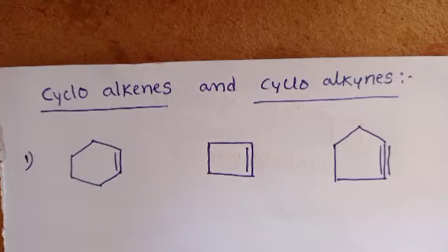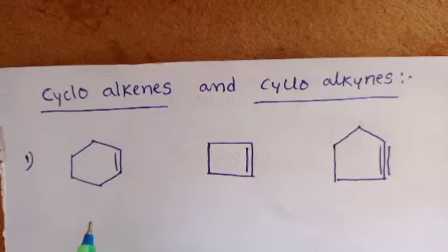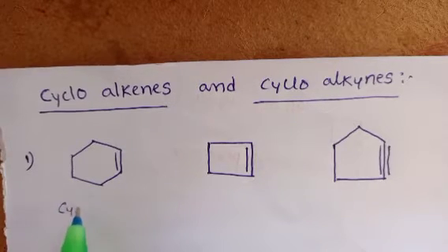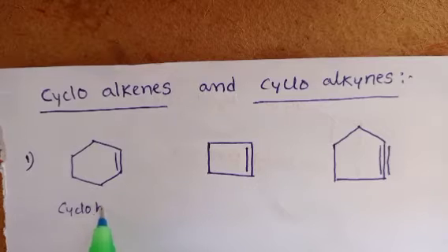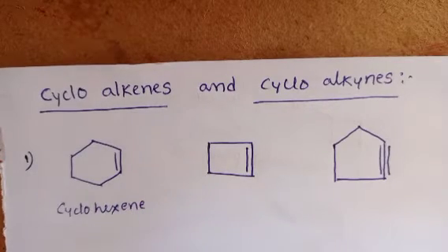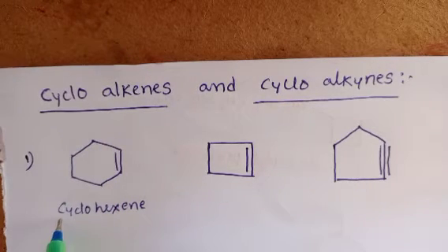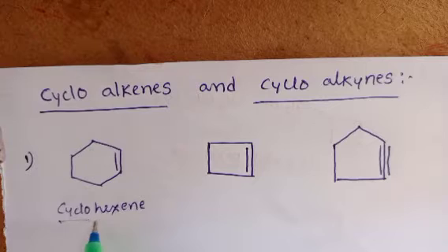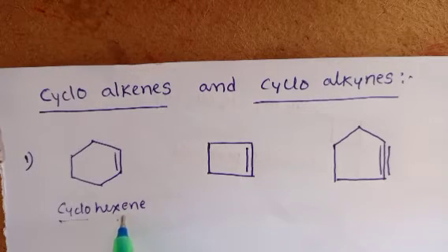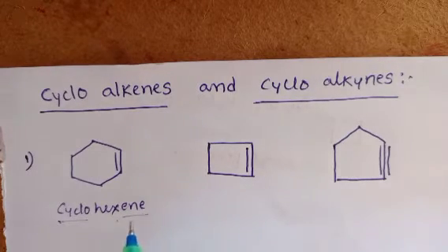If only one double bond is present, we can draw the double bond between any two carbon atoms present in the cyclic ring. So this compound name is cyclohexene, because this is cyclic, that's why cyclo, and number of carbons 6, hex, and only one double bond is present, and with only one double bond there is no need to mention the position of the double bond.